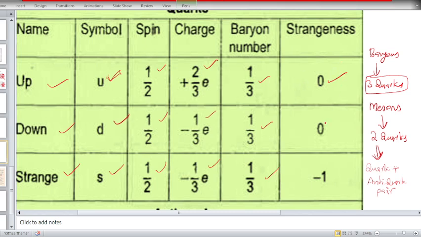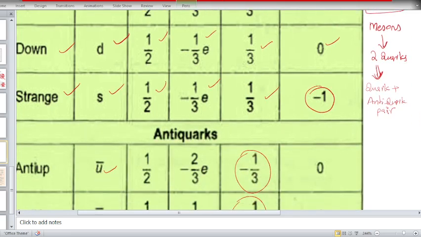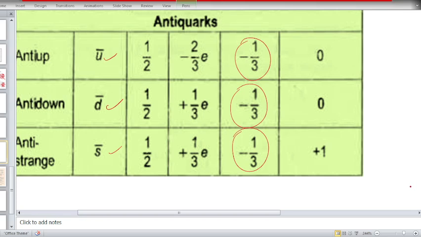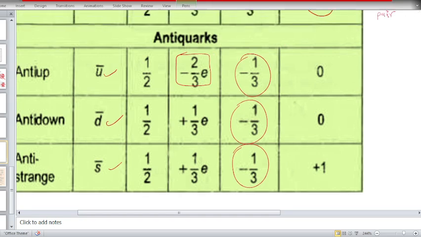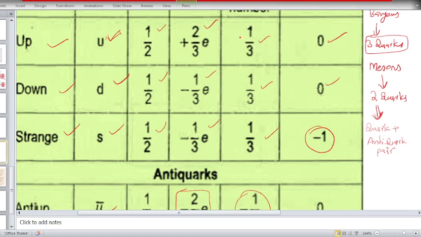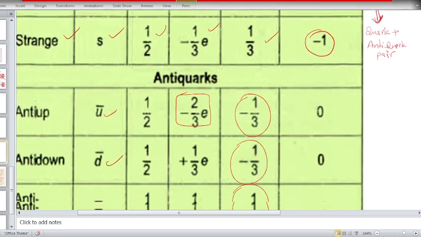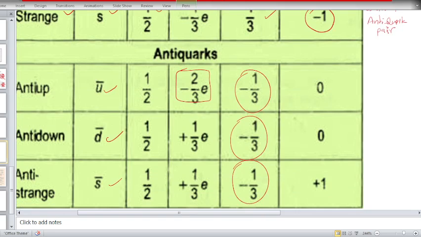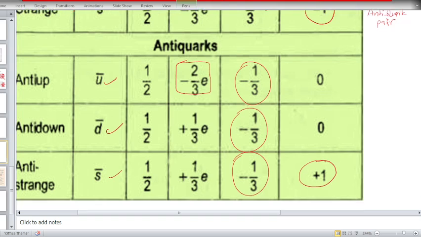And for strangeness, you can see only the strange quark will have strangeness, and that is minus 1. Okay, so for the antiparticles you can see the spin is the same, and only the charge changes: it is minus 2 by 3 here, whereas here it was 2 by 3. So the charge will be opposite of the real particle, and the baryon number is also opposite, or negative, of the real particle. Similarly, strangeness is plus 1 for the anti-strange quark.